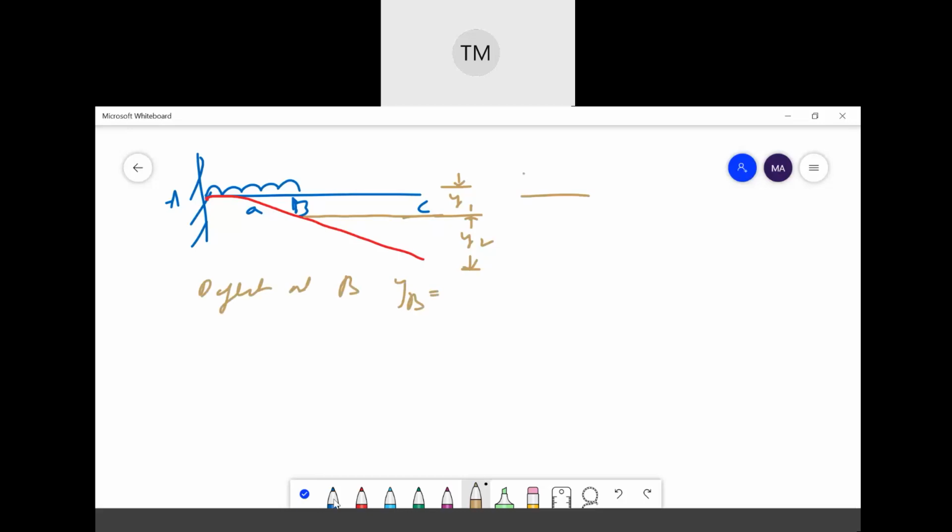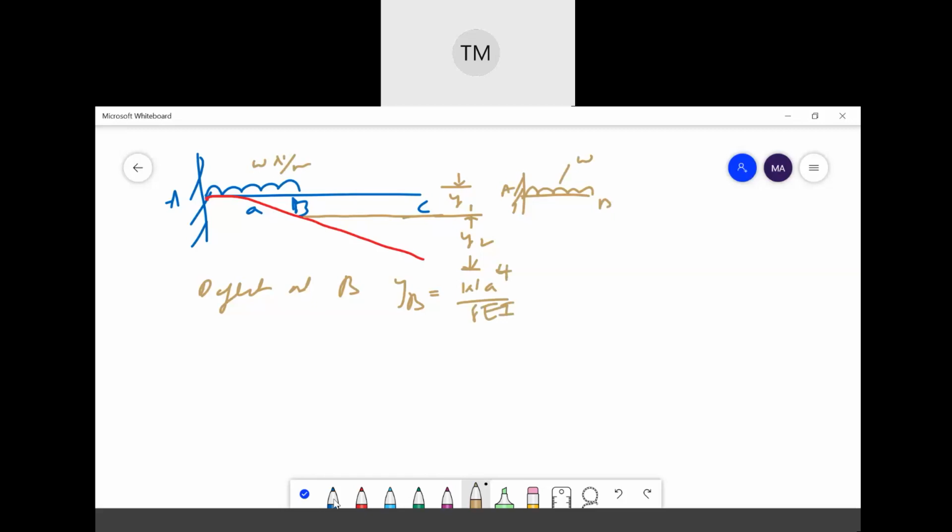This beam is like this. It is carrying a UDL from A to B, and the UDL is small w Newton per meter. So here the deflection at B is a standard formula. In terms of a, you write w a to the power of 4 by 8 EI.